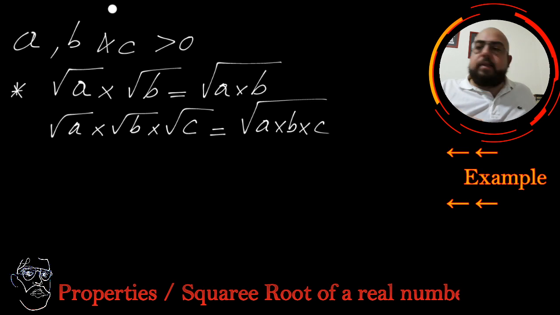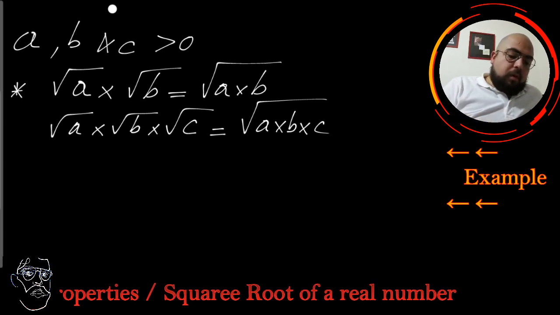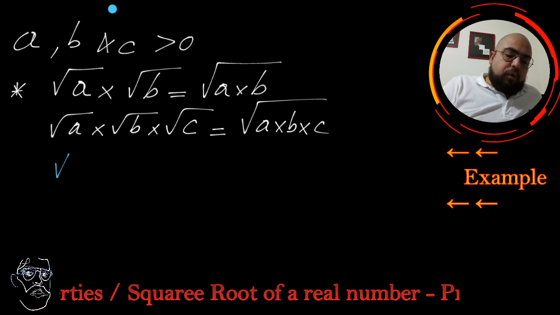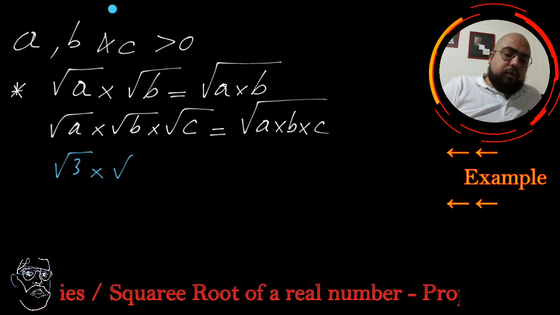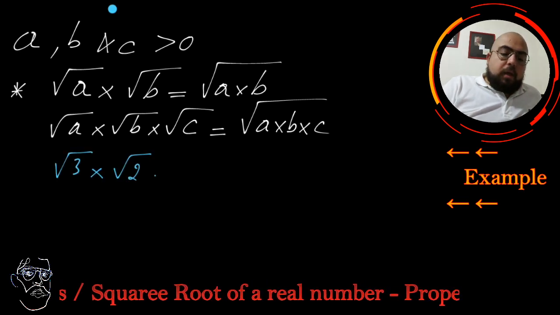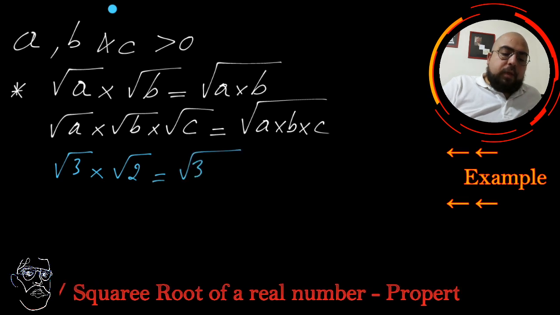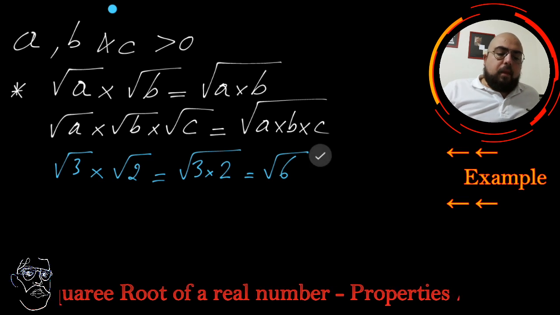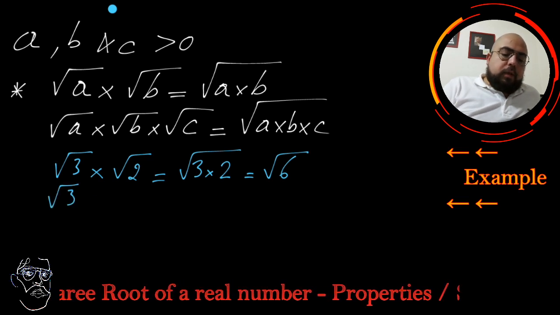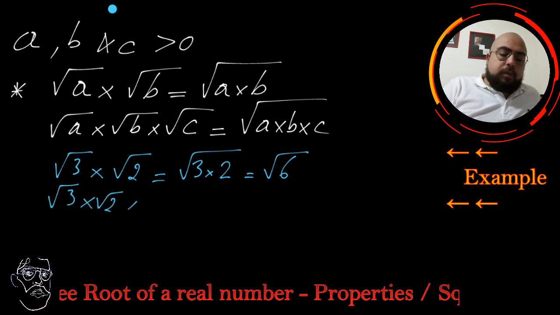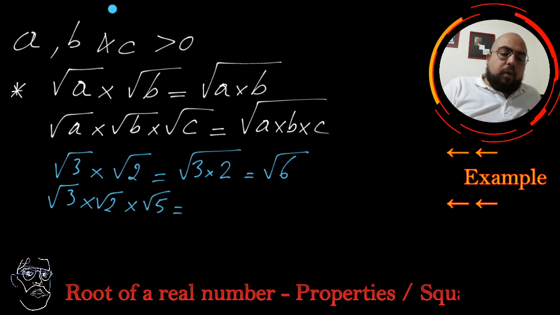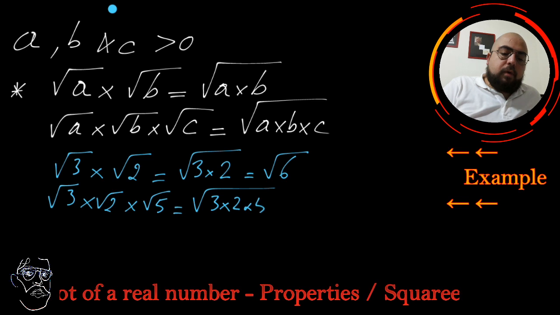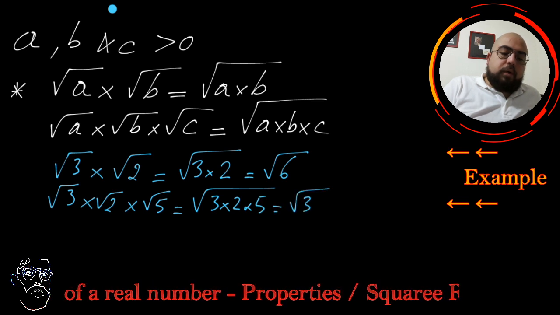Let's take an example. So, square root of 3 times square root of 2 is equal to the square root of 3 times 2, which is the square root of 6. Square root of 3 times square root of 2 times square root of 5. You can write it down as square root of 3 times 2 times 5, which is the square root of 30.